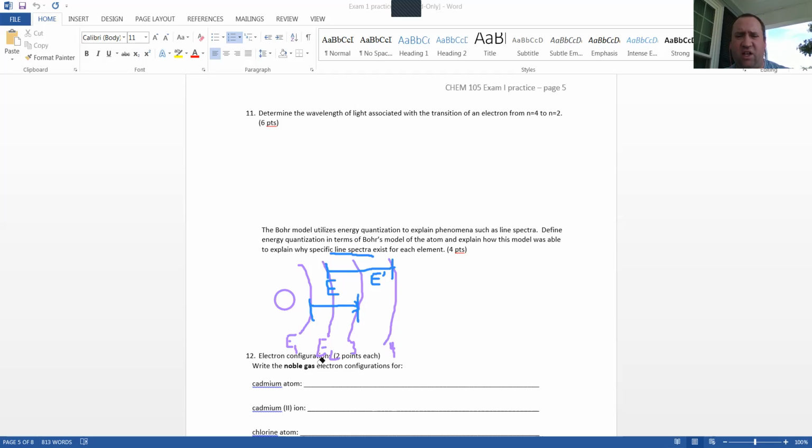But the quantization comes from the fact that these energy levels have set specific energies. Okay, because I do hear what you're saying, because I don't want to get confused.